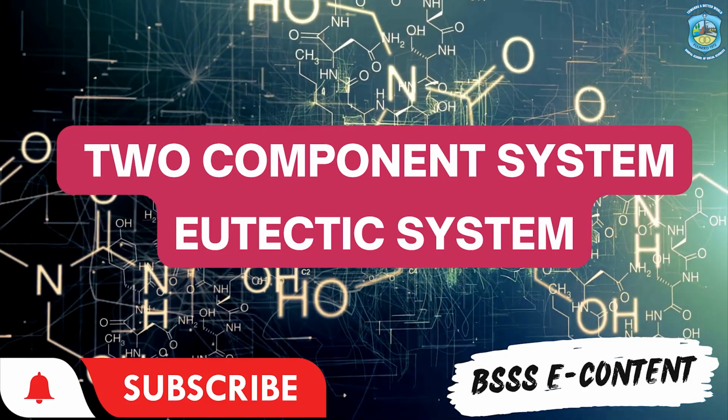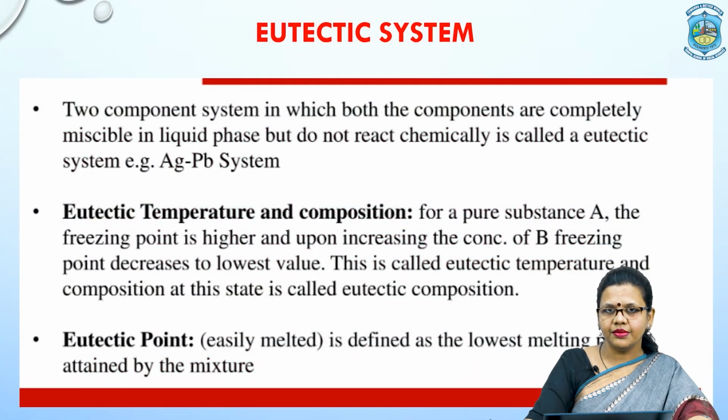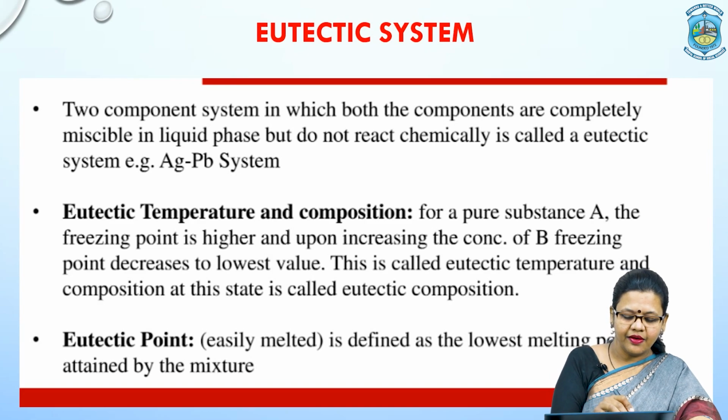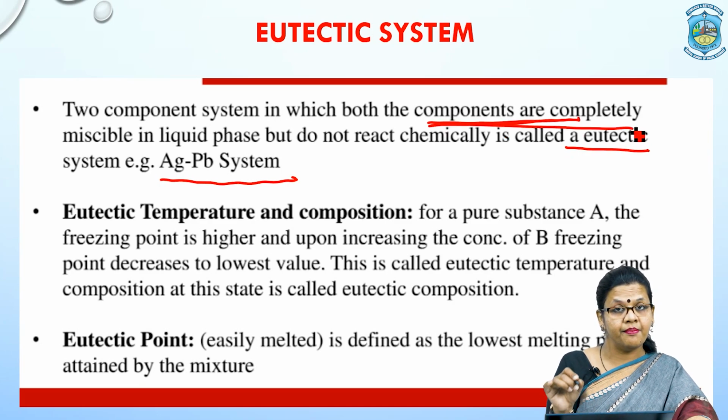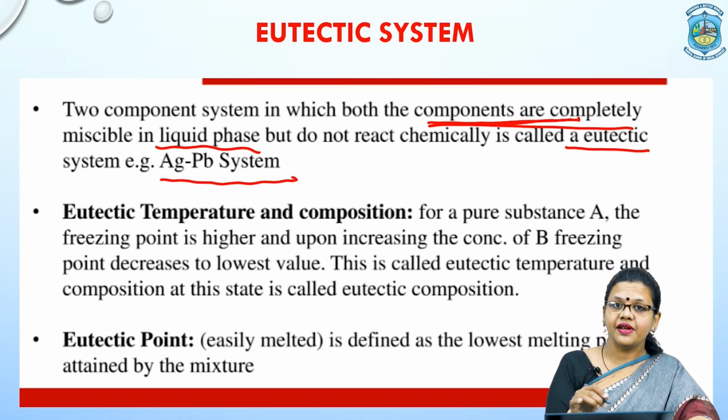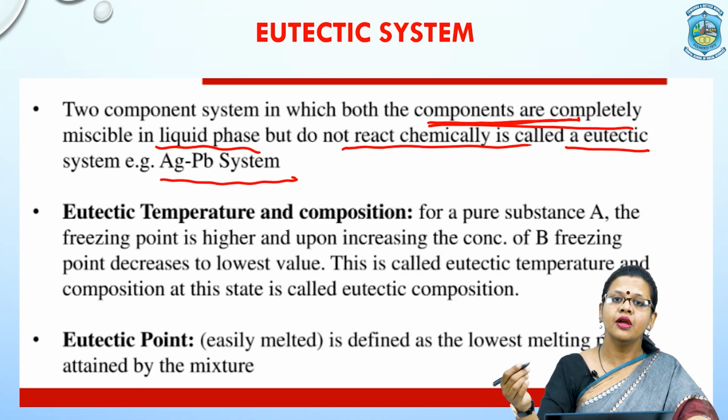Now when we talk about two component system, there is another important term that we need to understand, that is eutectic system. What is the meaning of eutectic system? Silver lead, which is the example which we are dealing with today, is a very good example of a eutectic system. Here the two component system is such a system in which both the components, when they are melted in the liquid phase, are completely miscible with each other. But the important point is that even after mixing with each other, they do not chemically react and they do not form a new compound.